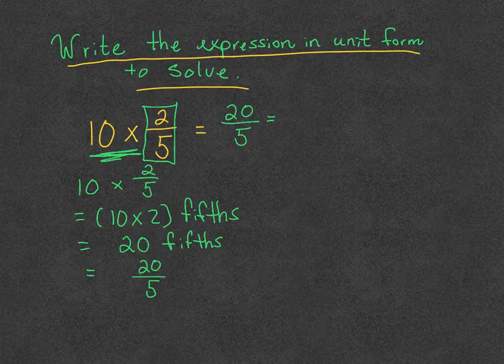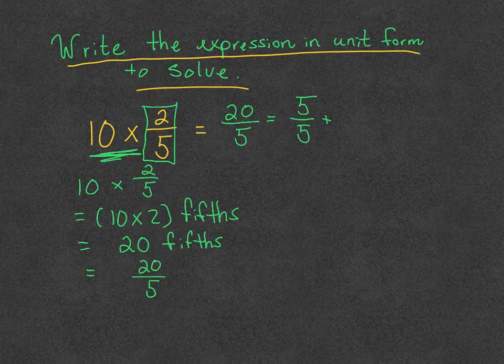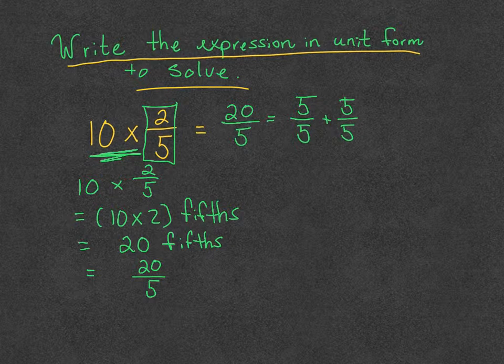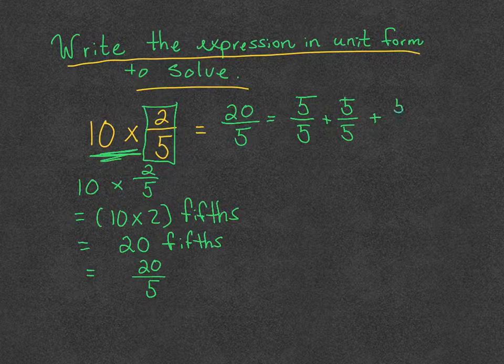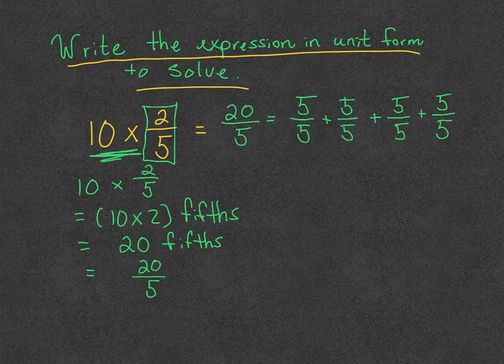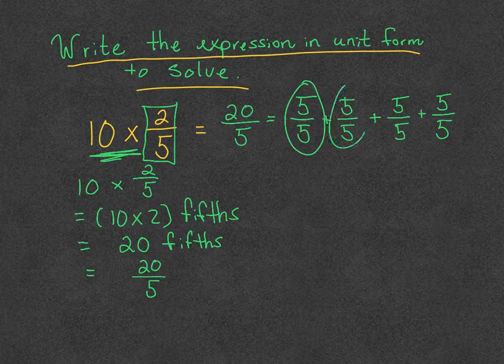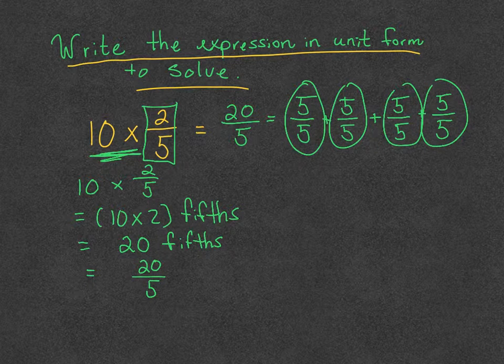Well, we would break that down by pulling out how many wholes we can get. So we've got 5 fifths plus 5 fifths. That gives me 10 fifths, so we're halfway there. That gives me 15 fifths. And look at that. That is 1 whole, 1 whole, 1 whole, 1 whole. And so our fraction greater than 1, 20 fifths, is equal to 4 wholes.